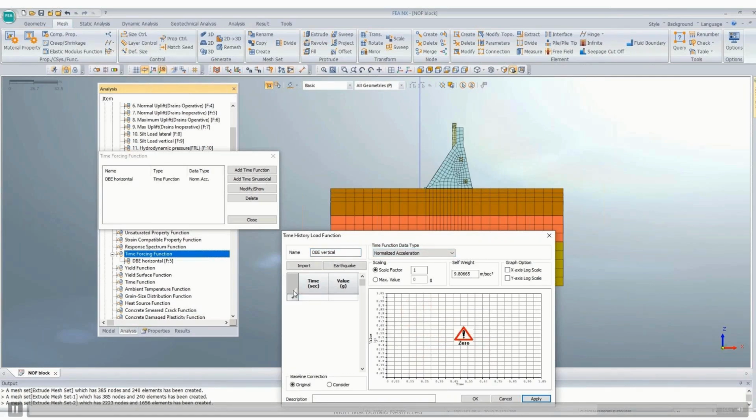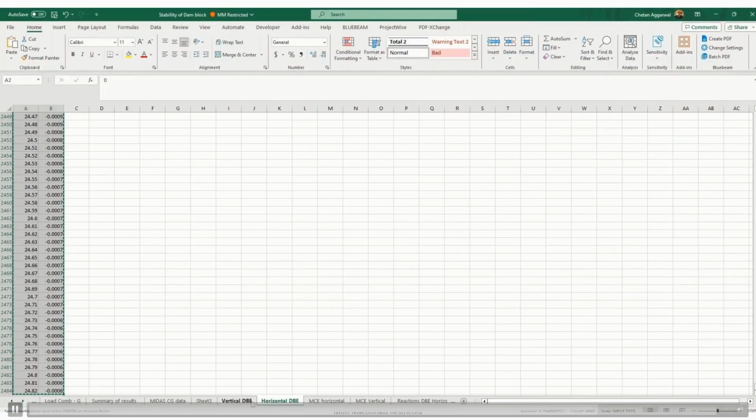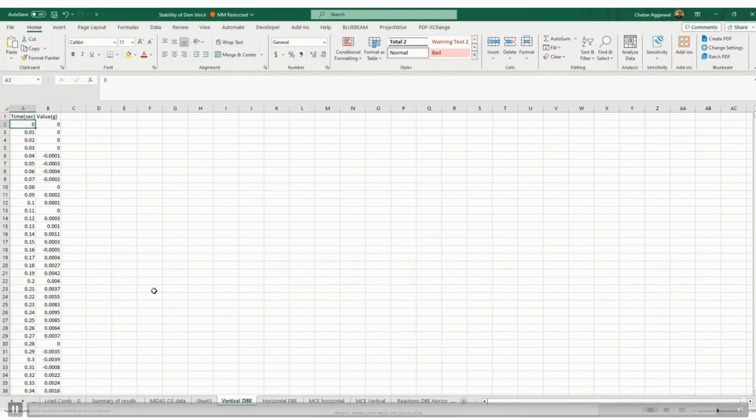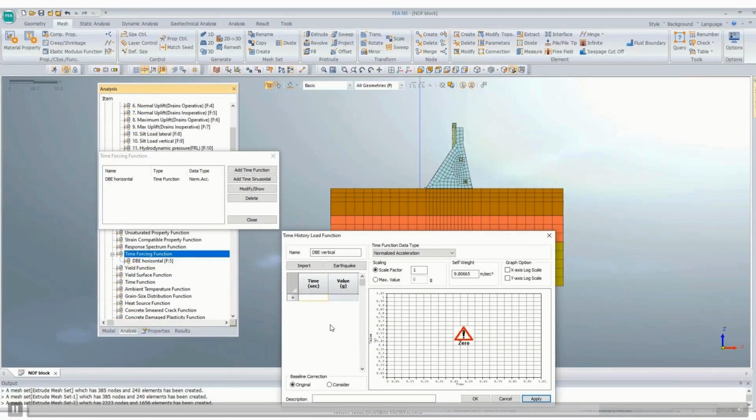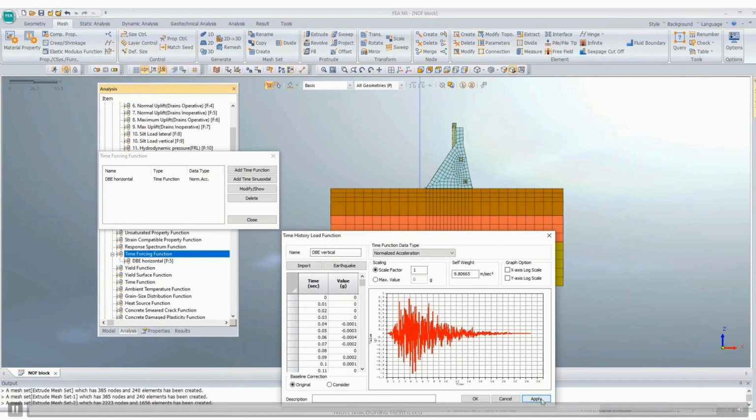DB vertical, copy it and paste it here. Apply.